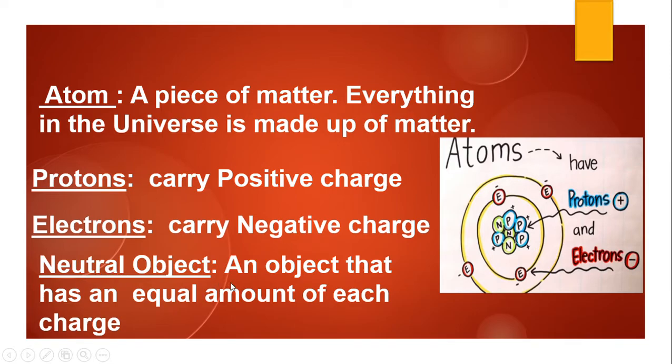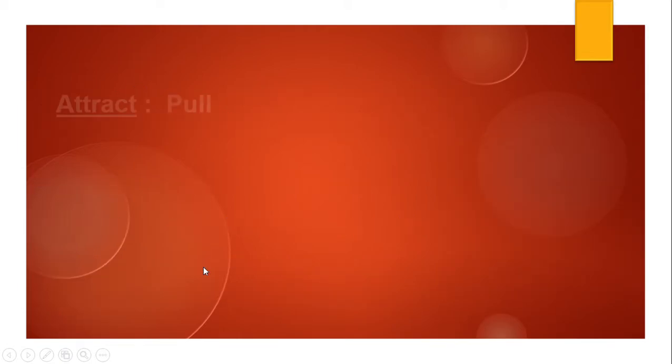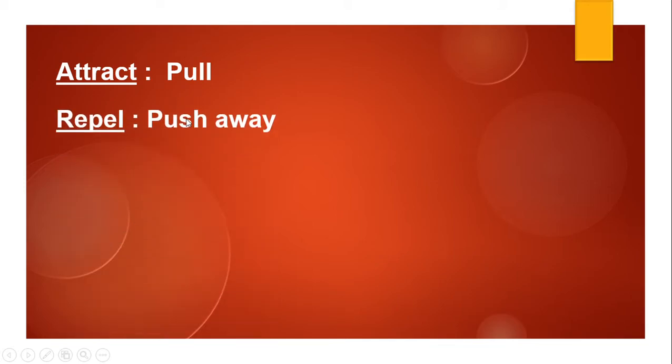Neutral object. What does it mean by neutral object? It's an object that has an equal amount of each charge, equal amount of protons and electrons. So that object will be called a neutral object. Attract, pull together. Repel, push away.